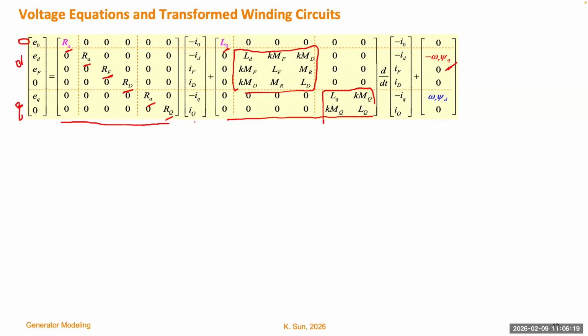And at the end, we have 2 additional items that come from the time derivative of P.